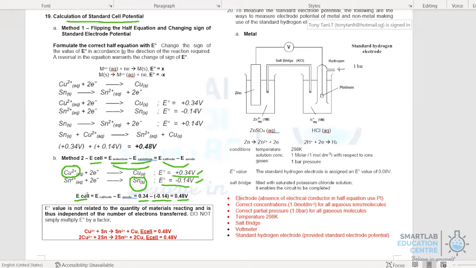giving rise to a standard cell potential value of 0.48 volt. If the cell potential is more than 0, it means that the chemical reaction is energetically feasible, thermodynamically spontaneous. However, it does not mean that kinetically it will definitely take place, because for that to occur, it depends on the activation energy. Finally, it is important to note that the standard cell potential calculation does not depend on the stoichiometric coefficients of the equations.